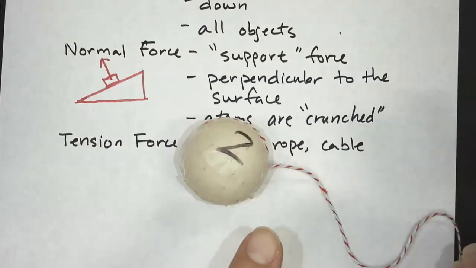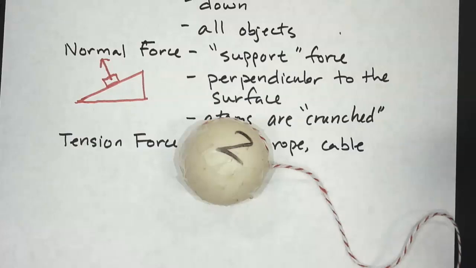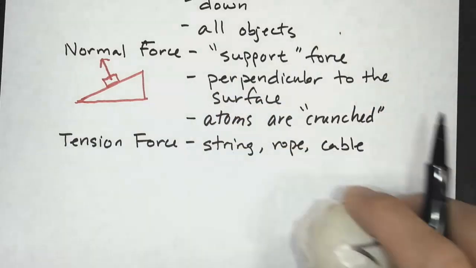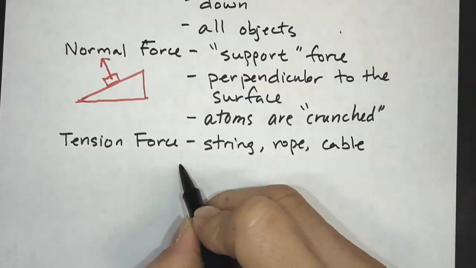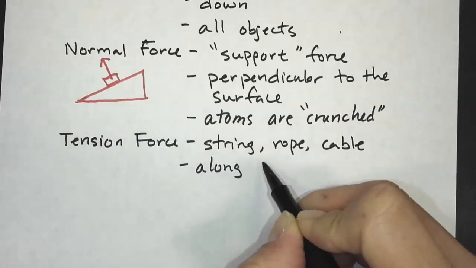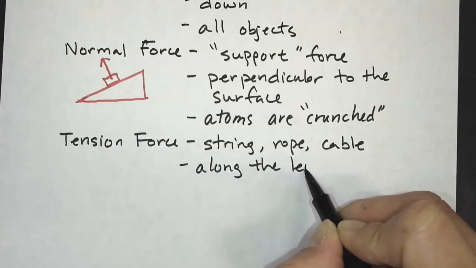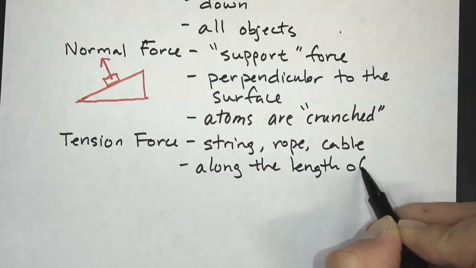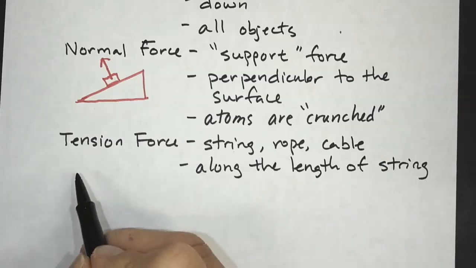So right now I'm not pulling on it. It's not taut. So there is no force. I actually have to pull on it. Then you would have tension force. Okay, so the direction of this tension force is along the string. So the direction of it is going to be along the length of the string. Okay, so here's an example.